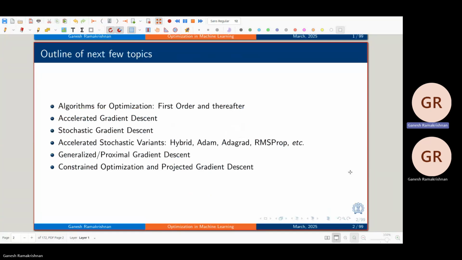So, in some sense, we are capturing the second order, but through first order accumulation. Therefore, it's somewhere between first and second order. So, that's why I said first order and thereafter. That's where we get into accelerated gradient descent. Then we'll move to stochastic.